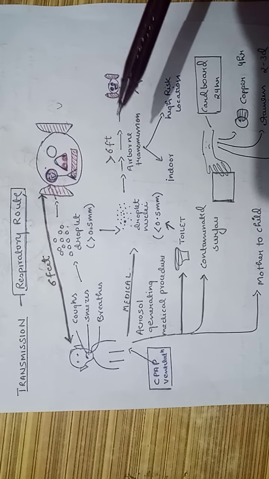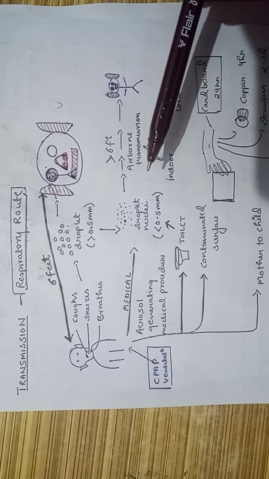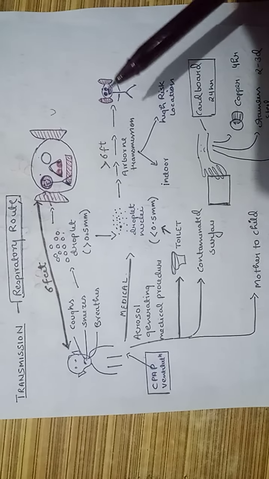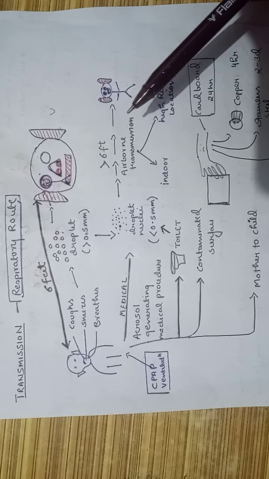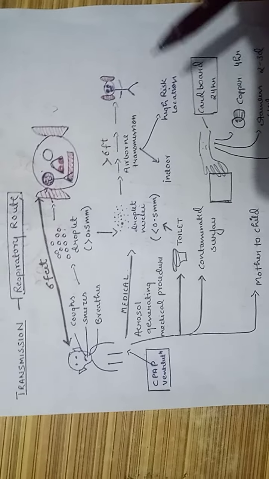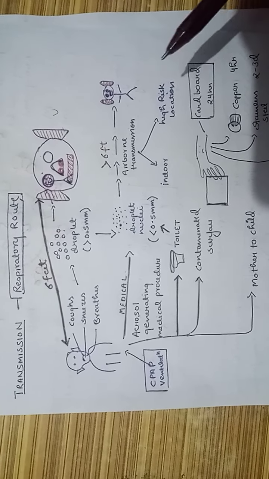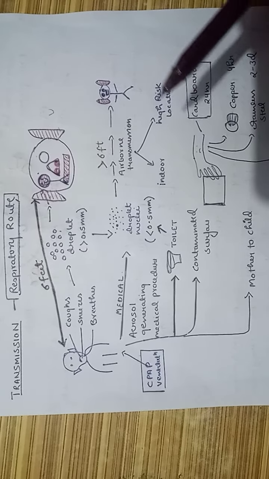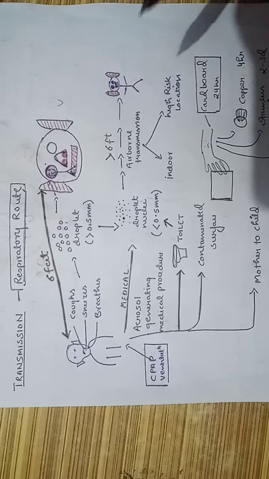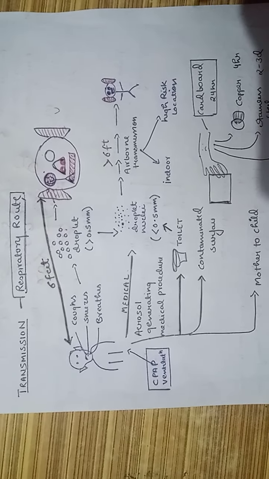Now it is under controversy whether these droplet nuclei are responsible for all transmission, because transmission by droplet nuclei is seen in indoor or high risk areas that are closed, like cafes, hotels, restaurants. So these closed indoor places are more prone to airborne transmission of coronavirus, and this is what we are concerned about.